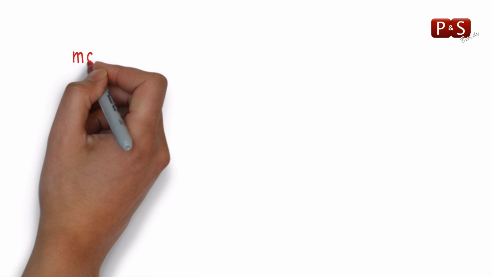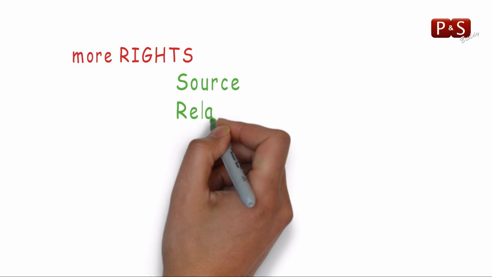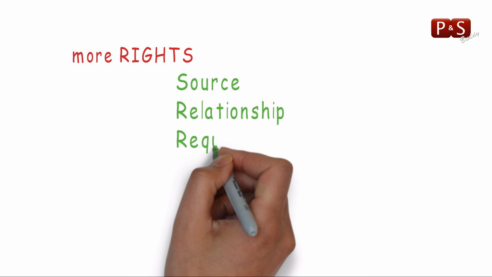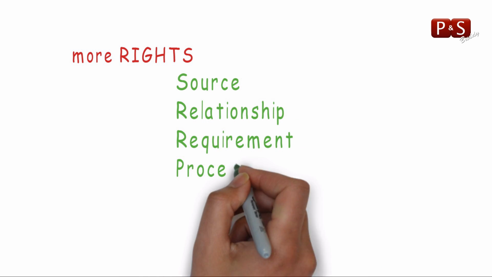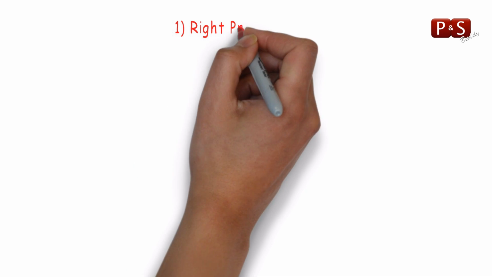We can add a few more rights considering the vast number of functions the procurement department handles these days, like right source or right supplier, right relationship, right requirement or need, right procurement process, etc. But here let us concentrate on the 5 rights. Let us see the 5 rights in detail. The right price.